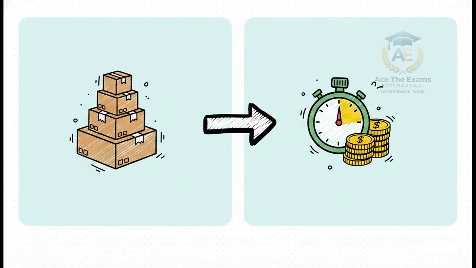Here is a rapid-fire memory hack for when that exam pressure hits. TBC, trade before cash. Always calculate the trade discount first to get your real invoice total, and then calculate the cash discount on that remaining balance. Trust me, TBC will save you from a cascading mathematical disaster.